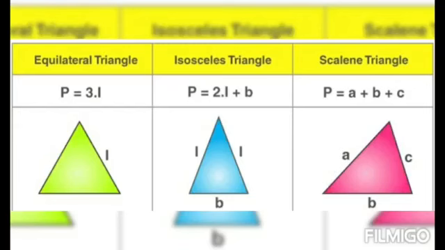Know that there are three types of triangles: equilateral, isosceles and scalene triangle. To calculate the perimeter of an equilateral triangle, instead of the sum of all its sides, we can write 3 into side, this formula. And for an isosceles triangle, to calculate perimeter, we can apply 2 into equal side plus its third side. And for a scalene triangle, the sum of all its sides.